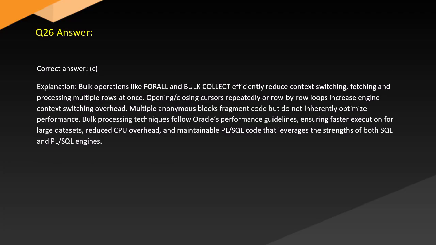Answer. Correct answer: C. Explanation. Bulk operations like FORALL and BULK COLLECT efficiently reduce context switching, fetching and processing multiple rows at once. Opening and closing cursors repeatedly or row-by-row loops increase engine context switching overhead. Multiple anonymous blocks fragment code but do not inherently optimize performance. Bulk processing techniques follow Oracle's performance guidelines, ensuring faster execution for large datasets, reduced CPU overhead, and maintainable SQL code that leverages the strengths of both SQL and PL/SQL engines.